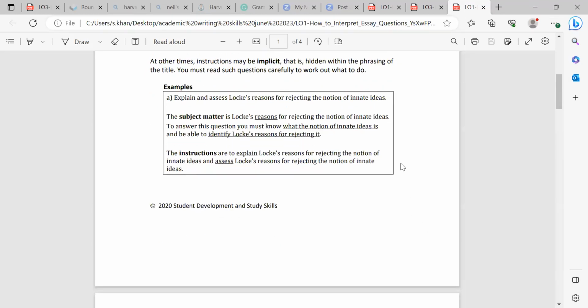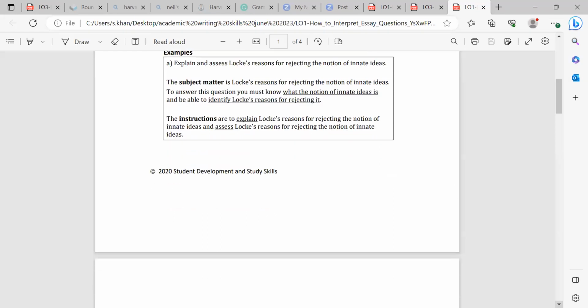Example: explain and assess Locke's reasons for rejecting the notion of innate ideas. The subject is Locke's reasons for rejecting the notion of innate ideas. To answer the question, you must know what the notion of innate ideas is and be able to identify Locke's reasons for rejecting it. The instructions are: explain Locke's reasons for rejecting the notion of innate ideas, and assess Locke's reasons for rejecting the notion of innate ideas.